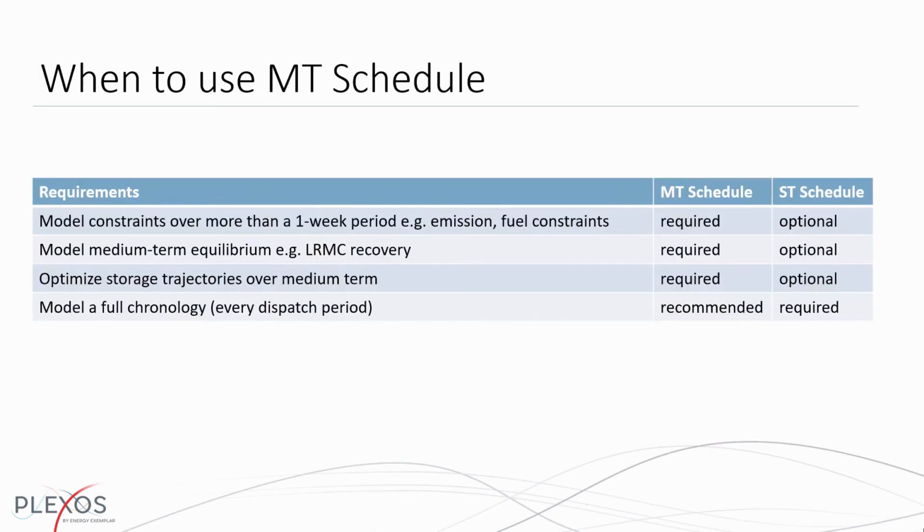Our recommendations for when to use the MT schedule include when you have constraints that span more than a one-week period, for example, annual emissions limits or fuel constraints, when modeling medium-term equilibrium, such as using the LRMC recovery algorithm, and when optimizing storage trajectories over the medium term, for example, taking into account the seasonality of hydro storage. If you do want to model the full chronology, every single dispatch period, we'd recommend using the MT and then the ST schedule, as modeling full chronology is done in the ST.